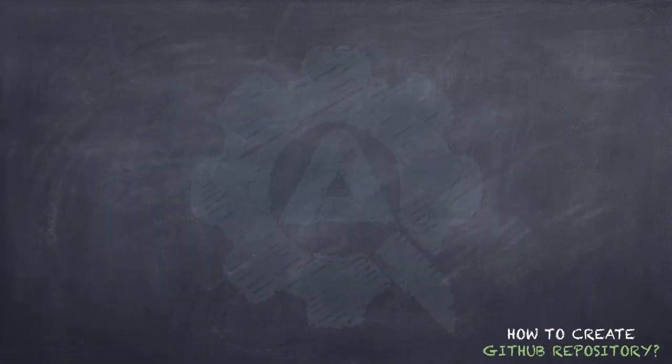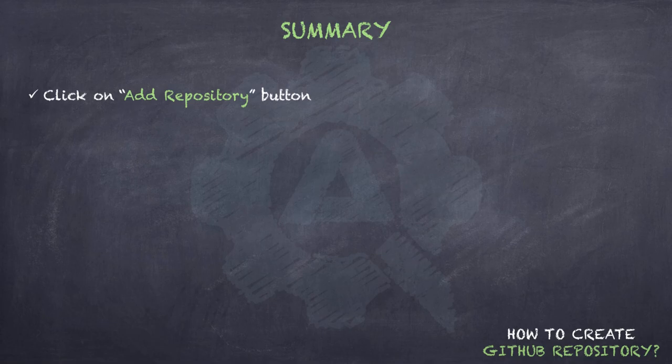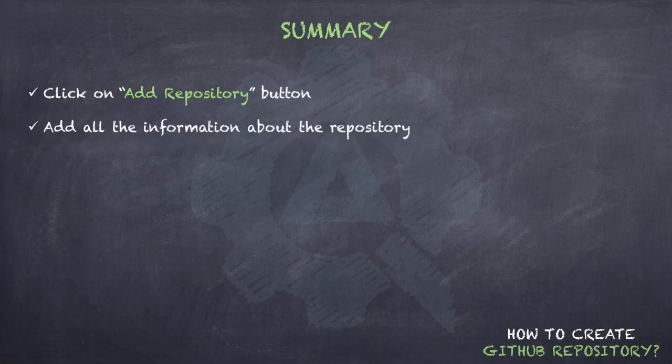So to summarize, we can create a GitHub repository in 3 simple steps. First, click on the Add Repository button. Then add all the information about the repository, and then click on the Create Repository button.